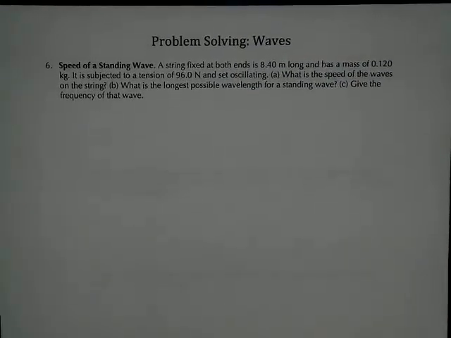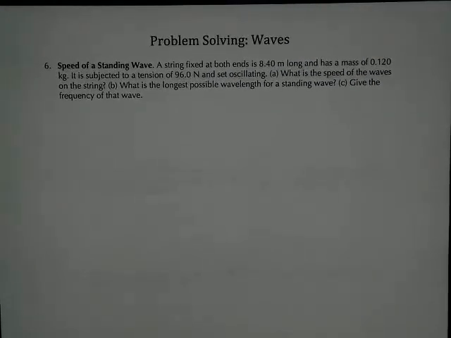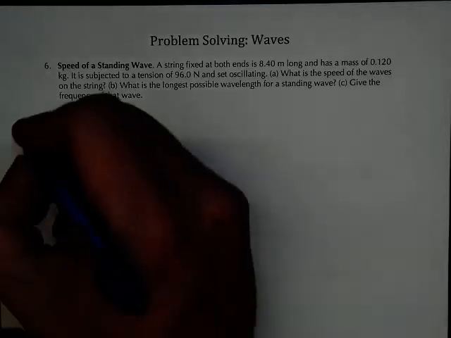Problem 6 was talking about the speed of a standing wave. A string fixed at both ends is 8.4 meters long and has a mass of 0.12 kilograms. It's subject to a tension of 96 newtons and then set oscillating. What is the speed of waves on the string? What's the longest possible wavelength for a standing wave? And what is the frequency of that wave?